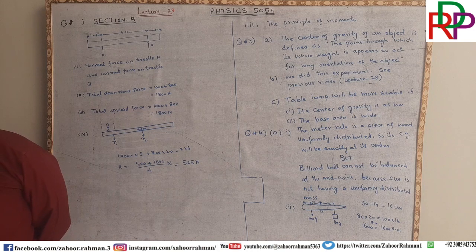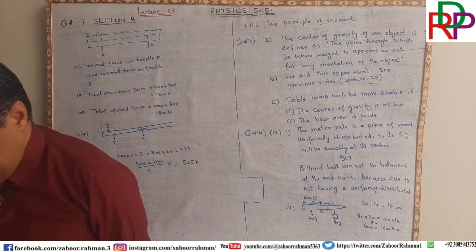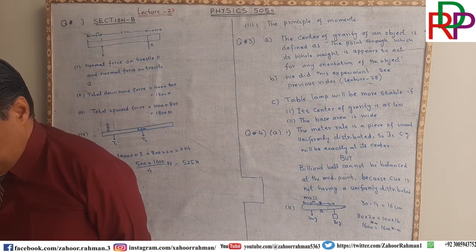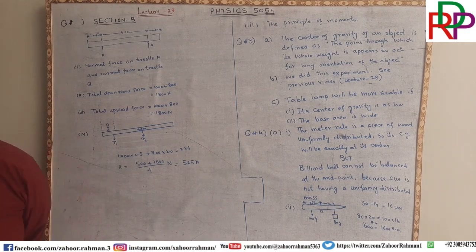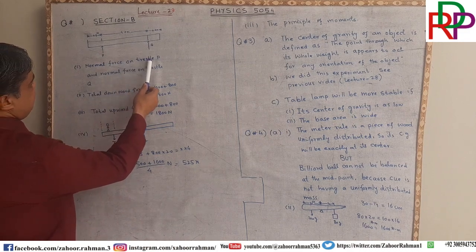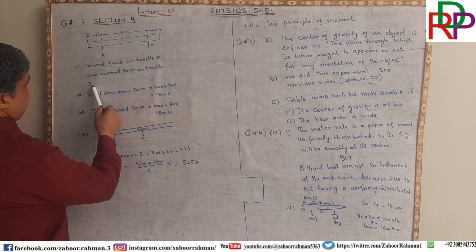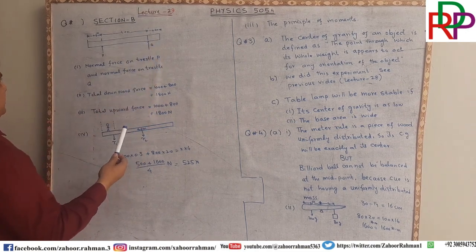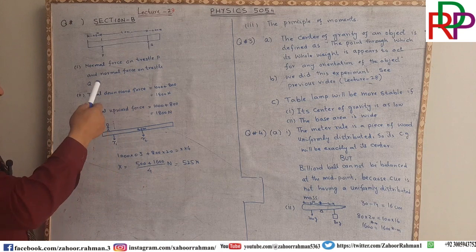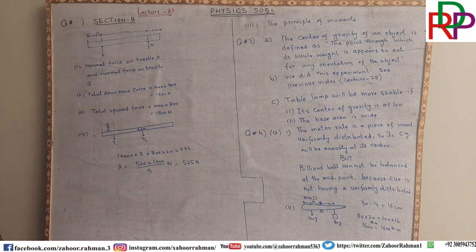Part 1: copy the diagram of the plank and complete it to show any other forces which are acting on it. Name each of these forces. There are two forces other than those shown: the normal force on trestle P, which will be upward, and the normal force on trestle Q, which will also be upward. The weight of the plank, which will be downward.